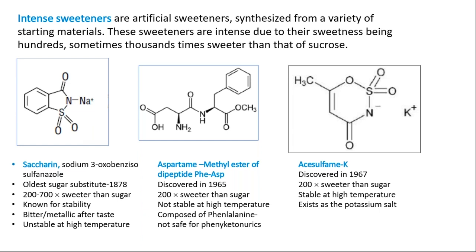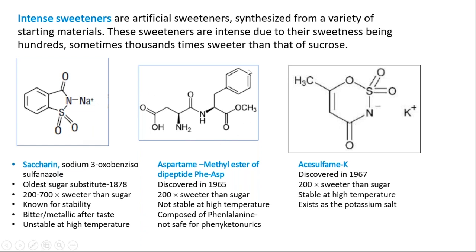Aspartame is another synthetic sweetener which was discovered much later. It is about 200 times sweeter than sugar. Aspartame is a dipeptide of phenylalanine and aspartic acid. It is a methyl ester of phenylalanine and aspartic acid. It is not stable at high temperature, and it gets decomposed, especially in acidic media, into phenylalanine and aspartic acid.